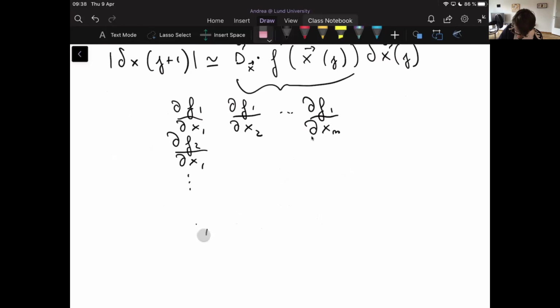My God, my calligraphy on this thing is already ugly, but I hope you can read it.